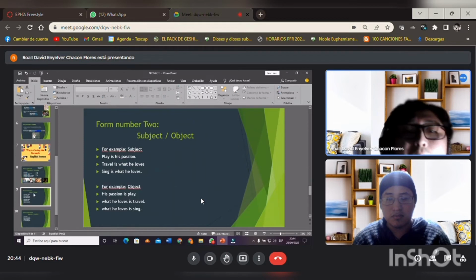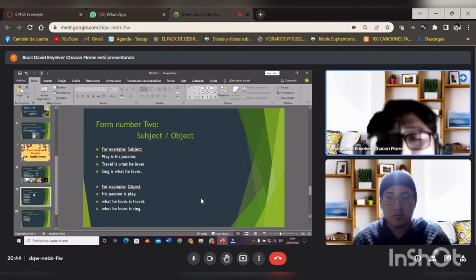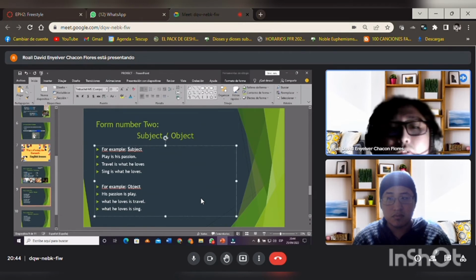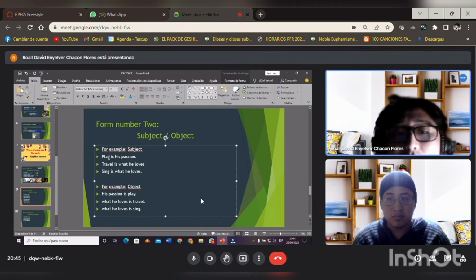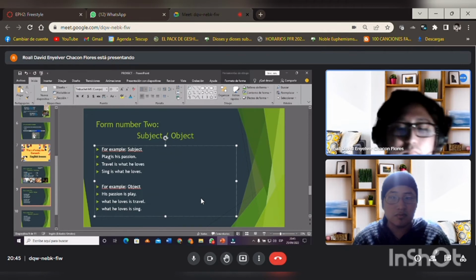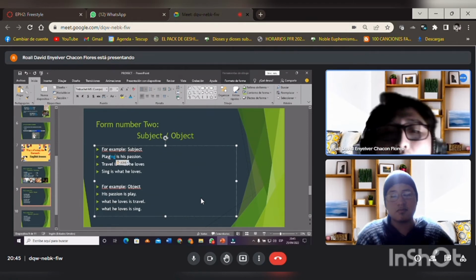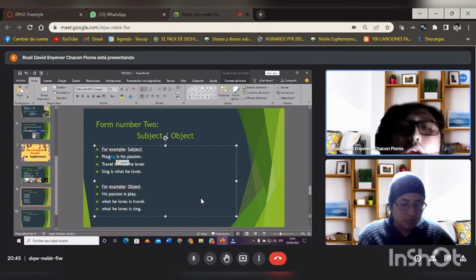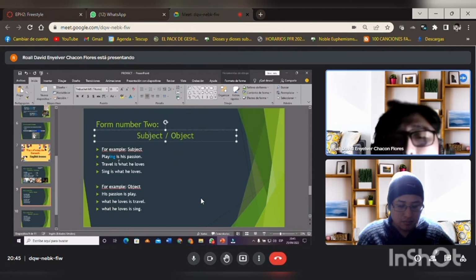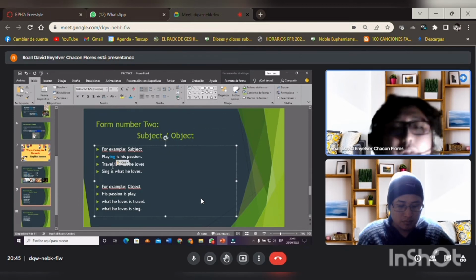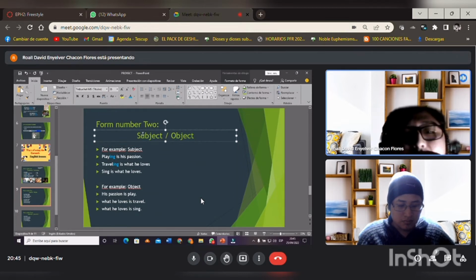The form number two, subject and object. For example, the subject uses the gerund. Play is his passion, but play is the subject, so we add ing. Playing is his passion. The sentence number two: traveled is what he loves. The subject traveled, add ing. Traveling is what he loves.